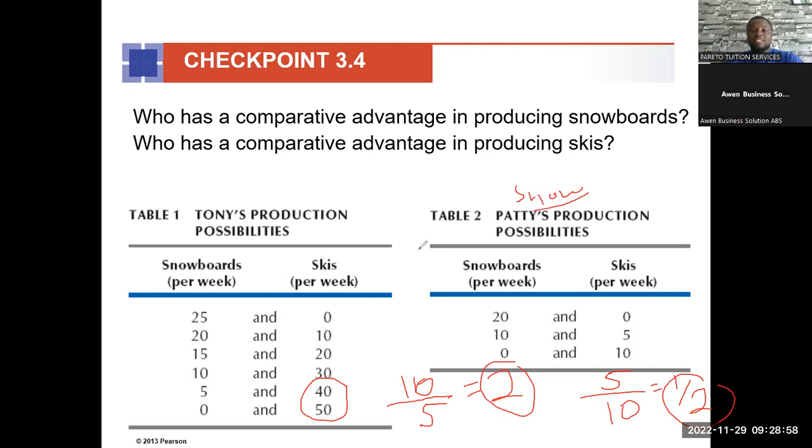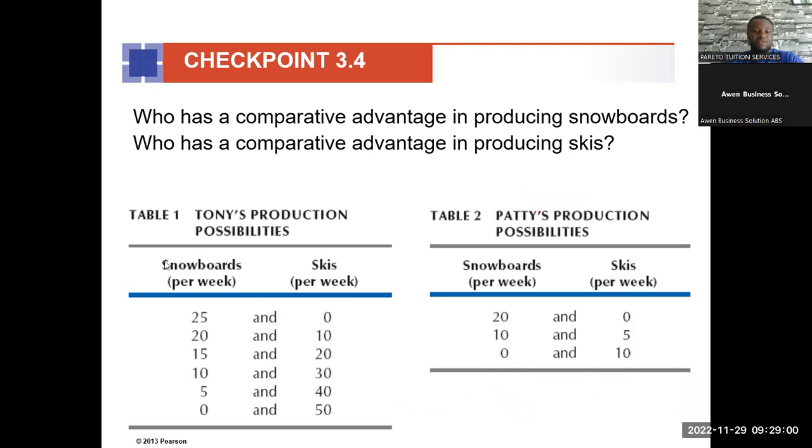Now let's look at skies. Now for Tony, if he wants to increase the production of skies, he'll move from 0 to 10, right? 0 to 10. Are we together? Yes. So the increase will be 10 here. And then the decrease, 25 to 20, that will be 5. So here, the opportunity cost of producing an extra unit of sky will be 1 over 2. Okay? 1 over 2.